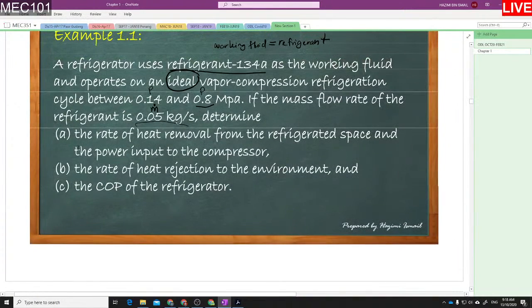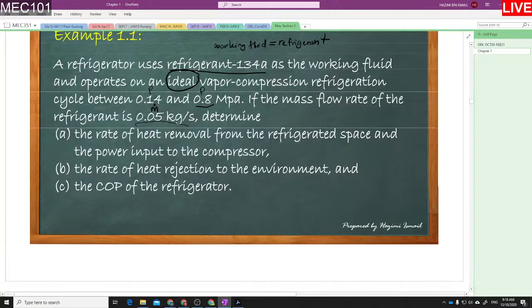Okay. Soalan yang dia minta, the rate of heat removal from the refrigerated space and the power input to the compressor. Apa yang dia nak? Dia nak heat removal from the refrigerated space. Refrigerated space ni yang sejuk, yang kita nak buang haba dia. Yang ni objektif dalam refrigeration cycle. So soalan tanya pun yang sama.